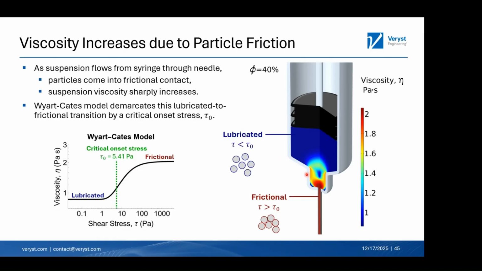And if you plot the viscosity contours in the syringe, you see that the highest viscosities are observed near the entrance of the needle and in the needle, because the shear rates and the shear stresses are highest here. Beyond a critical onset stress, this is what gives rise to a sharp transition in viscosity. That's what leads to clogging.